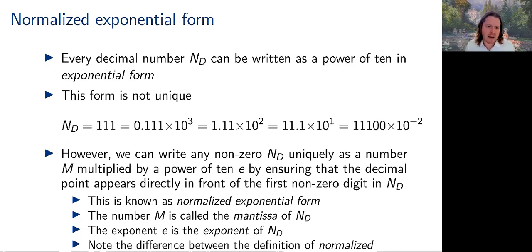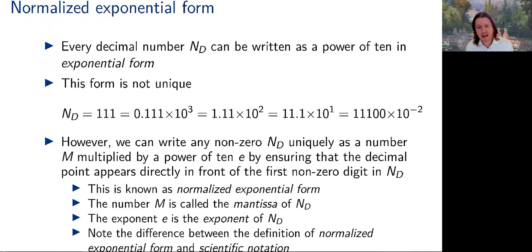But let's go ahead and begin by saying that every decimal number can be written as a power of 10 in exponential form. So we're talking here, something you all are more familiar with, perhaps easy to think about, base 10 system. This form, however, is not unique. We could write 111 as 0.111 times 10 to the third, or 1.11 times 10 to the second, 11.1 times 10 to the 1, or 11100 times 10 to the negative 2. This again, we're talking in base 10. I know I listed it out as if we were talking about binary digits.